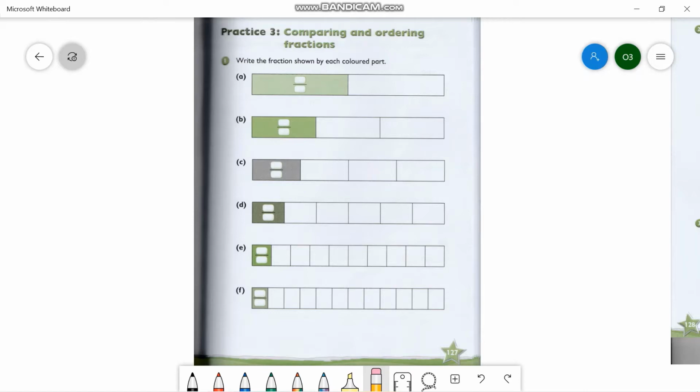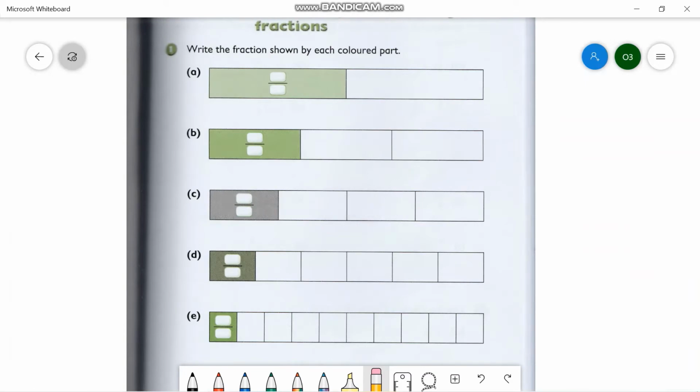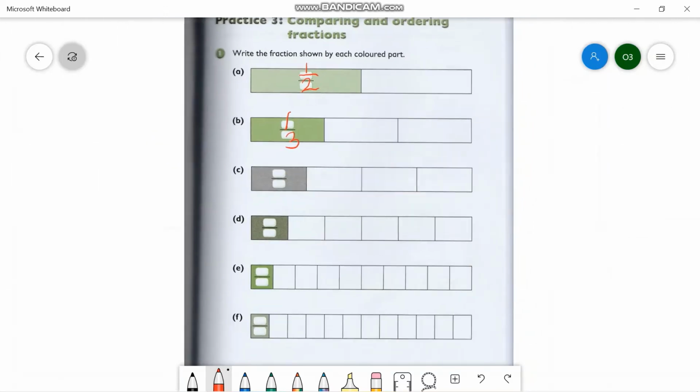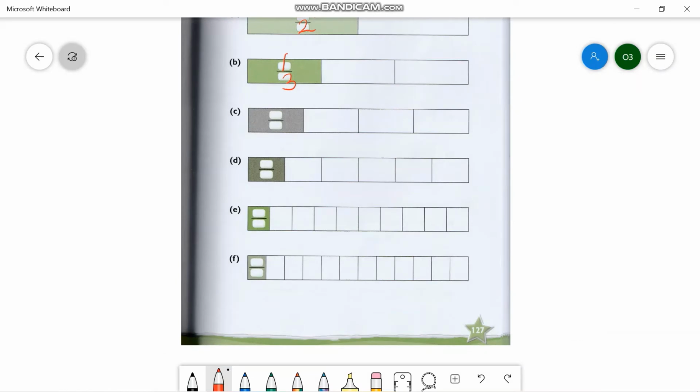So letter A, how many parts are shaded? We have 1. And how many parts are there? There are 2. So the answer is 1/2. Okay? Letter B. How many parts are shaded? 1. And how many parts are there? 1, 2, 3. So 1/3. Okay? So just continue with letter C to letter F.